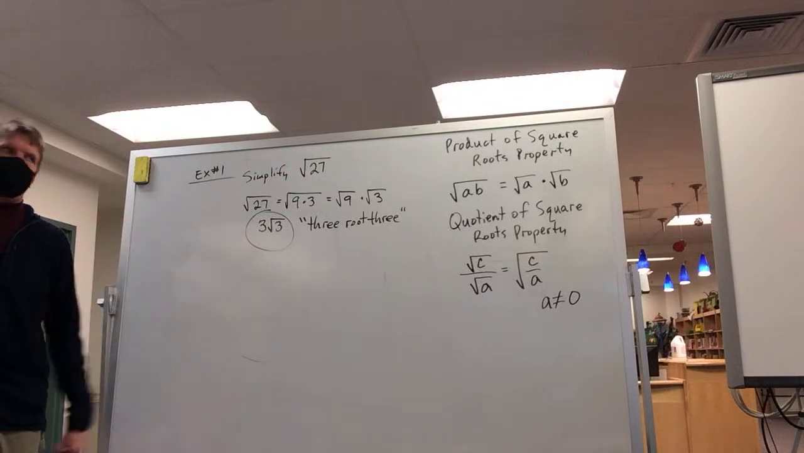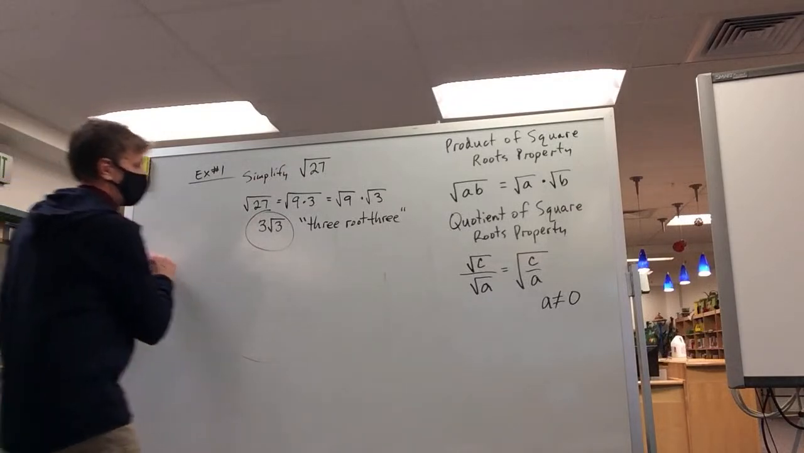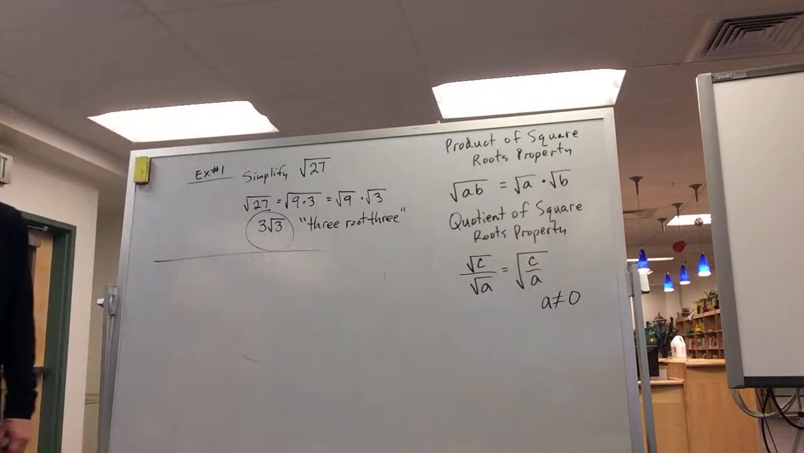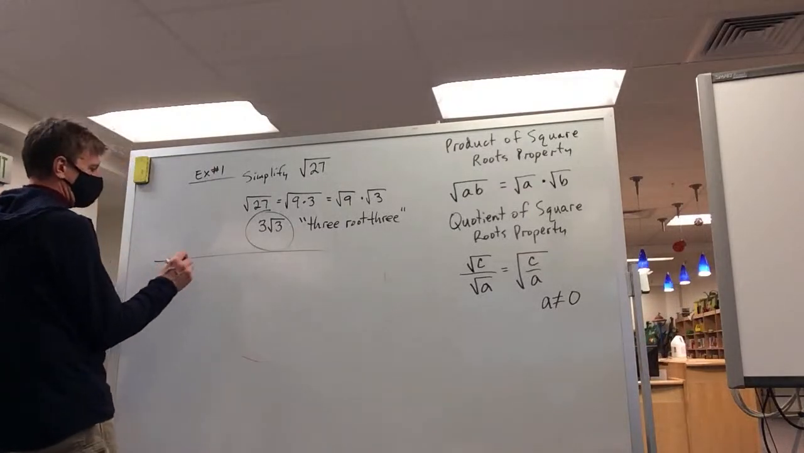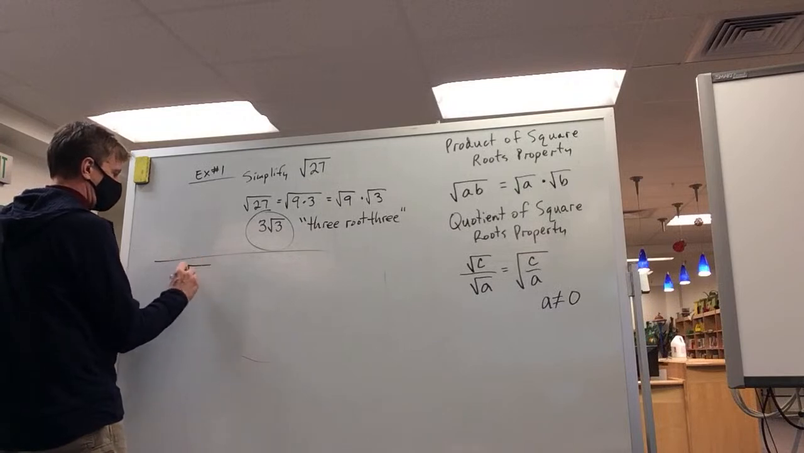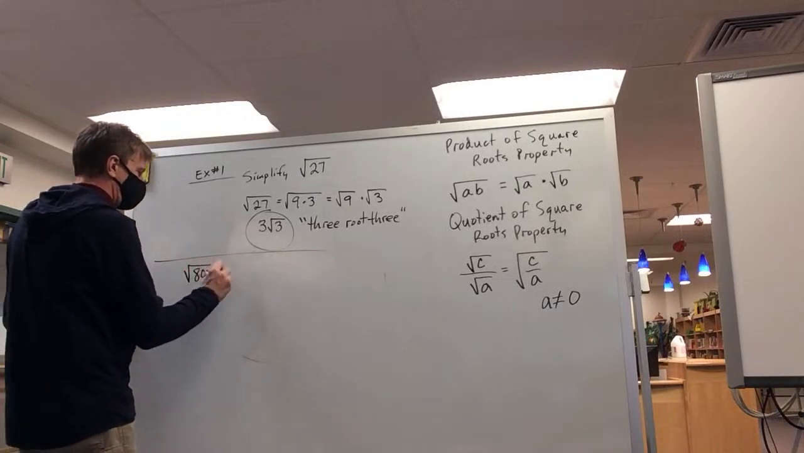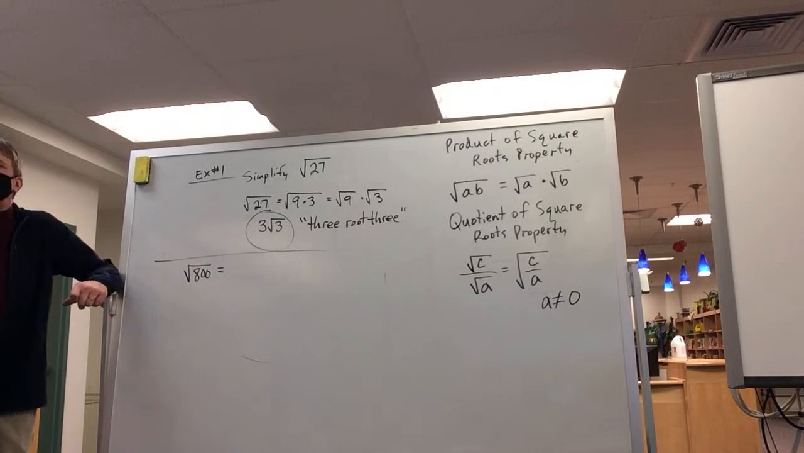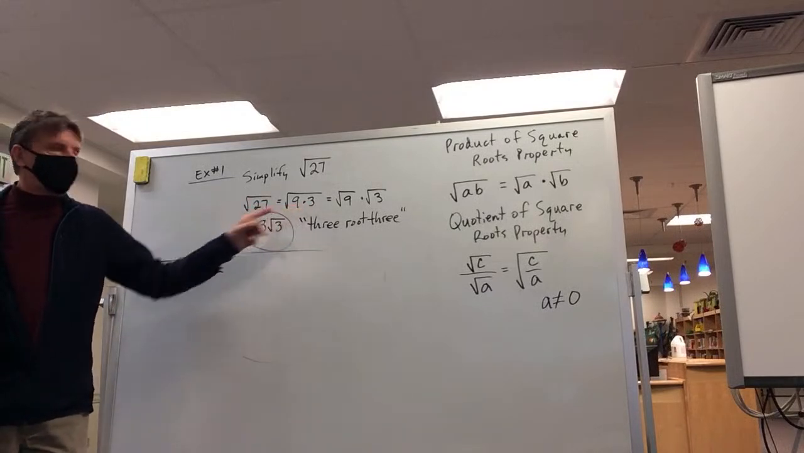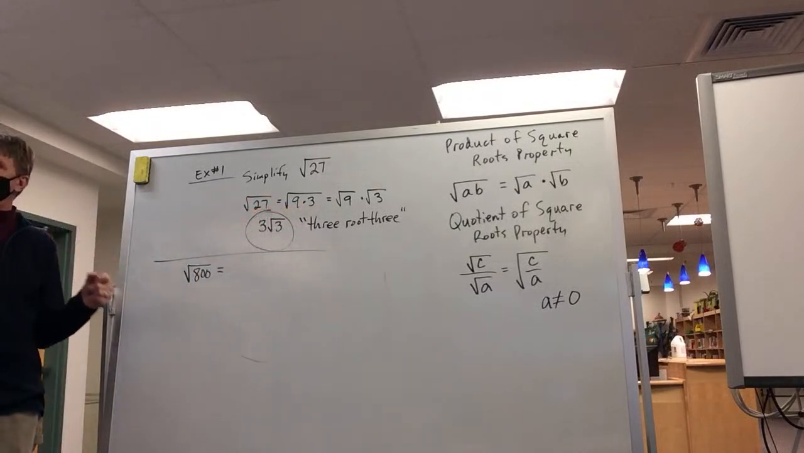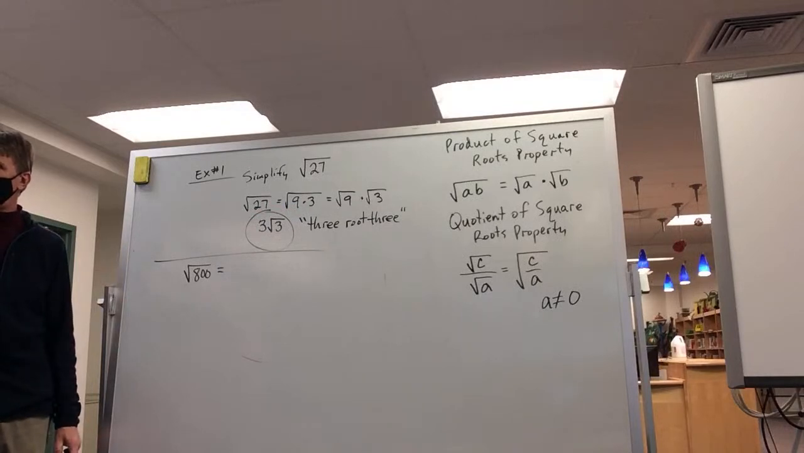Sometimes we'll just say, oftentimes I'll say root 27 because it's a lot of time. But what if we did something like the square root of 800? We want to simplify that. Can we now write that as the product of other numbers, one of which is a perfect square? You're nodding your head. What do you see?